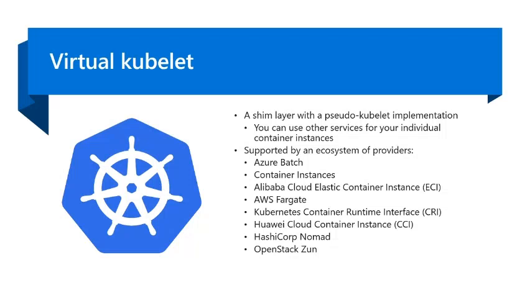A Virtual Kubelet provides a shim layer with a pseudo kubelet implementation, enabling you to use other services for your individual instances, such as Azure Batch, Azure Container Instances, Alibaba Cloud Elastic Container Instance, AWS Fargate, Kubernetes Container Runtime Interface, Huawei Cloud Container Instance, HashiCorp Nomad, OpenStack Zun.